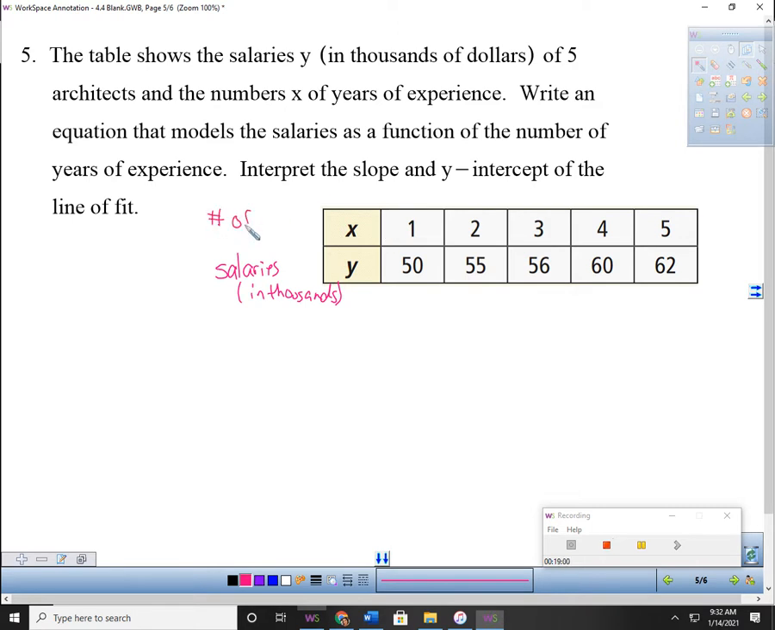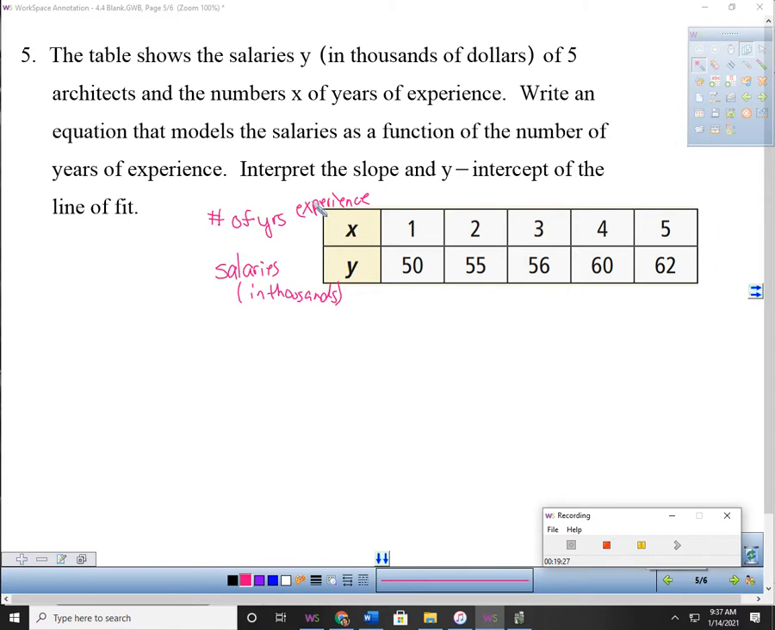So number of years experience. So 1 year of experience, he's making 50,000. 2 years of experience, 55,000. 3 years, 56, so on and so forth. So we're supposed to write an equation that models that data, and interpret our slope and our y-intercept of the line of fit.